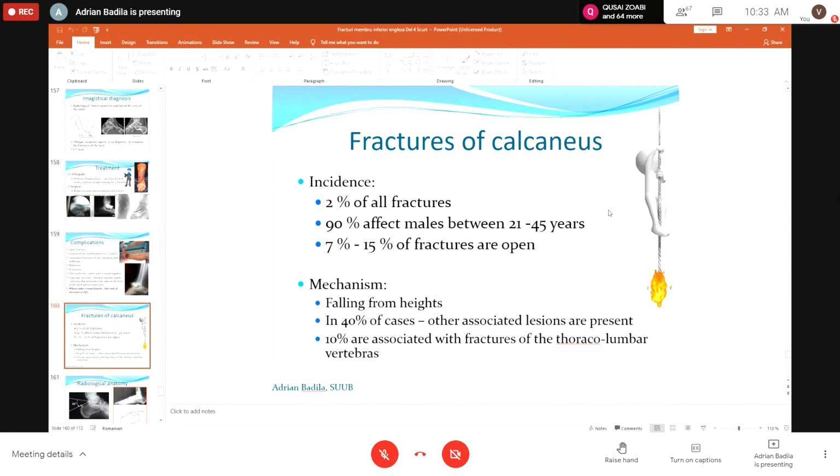The usual mechanism is falling from heights, and because these are high energy traumas, in many cases we will also find other lesions like fractures of the lower limb, fractures of the pelvis, or fractures of the thoracolumbar spine.